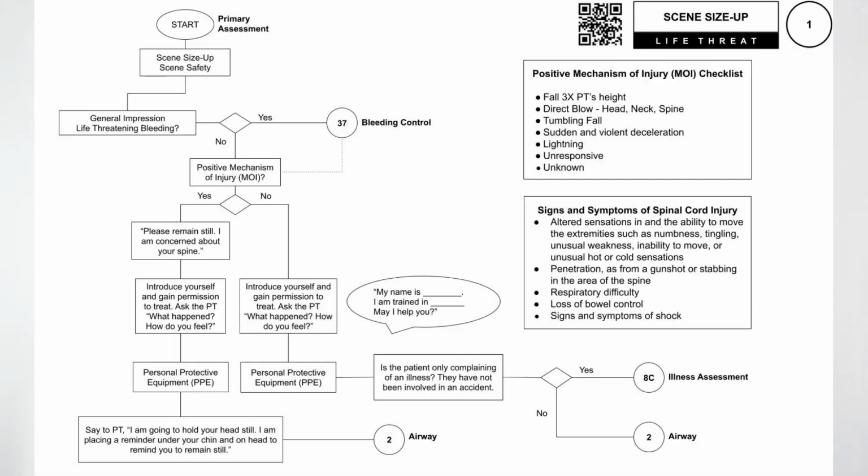So let's start talking about the steps in the primary assessment. You can follow along in my book starting on page 1. So let's turn to page 1 right now. The first thing that we want to do is we want to make sure that the scene is safe.